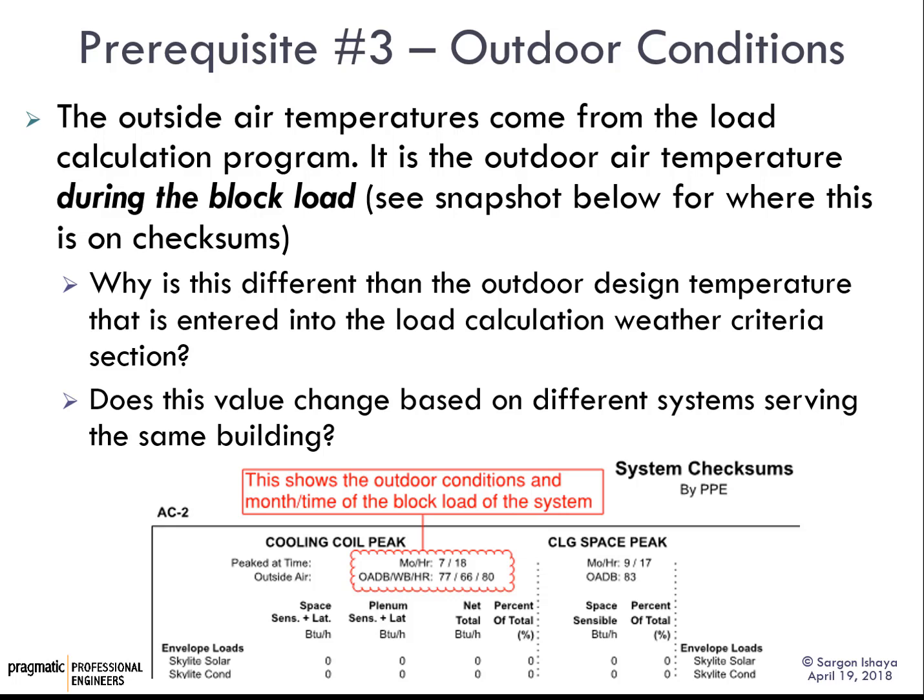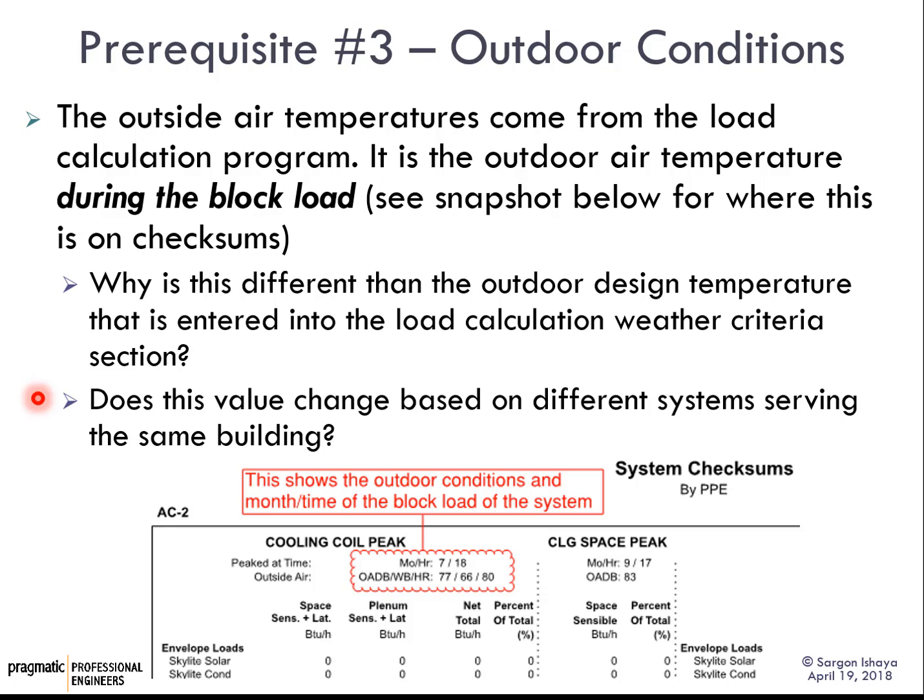All right, the next question is, does this value change on different systems serving the same building? So the question is, if you have 2 air conditioning units serving your building, will this outdoor air dry bulb and wet bulb temperature, will this time of day and month change if you have more than 1 air conditioning unit serving a building? You can pause the slideshow now and answer that question for yourselves.